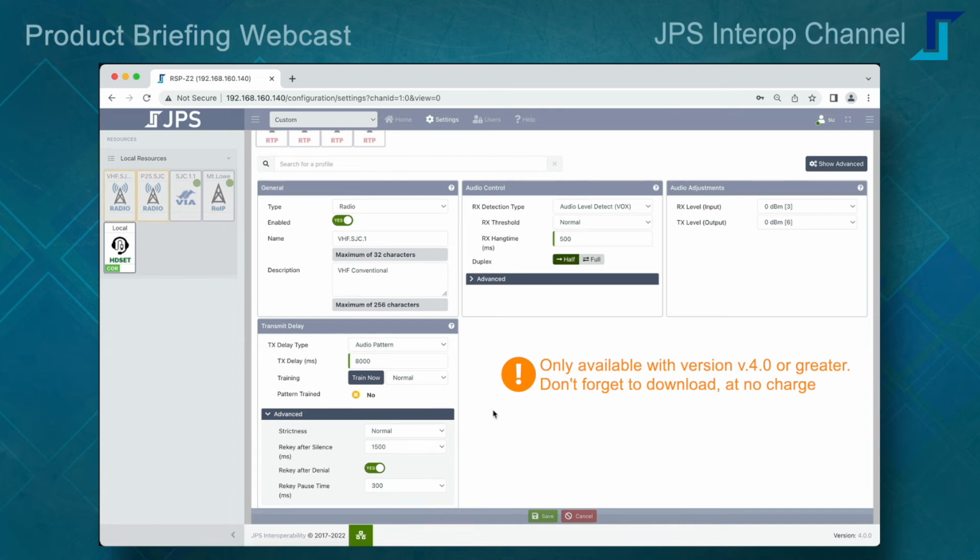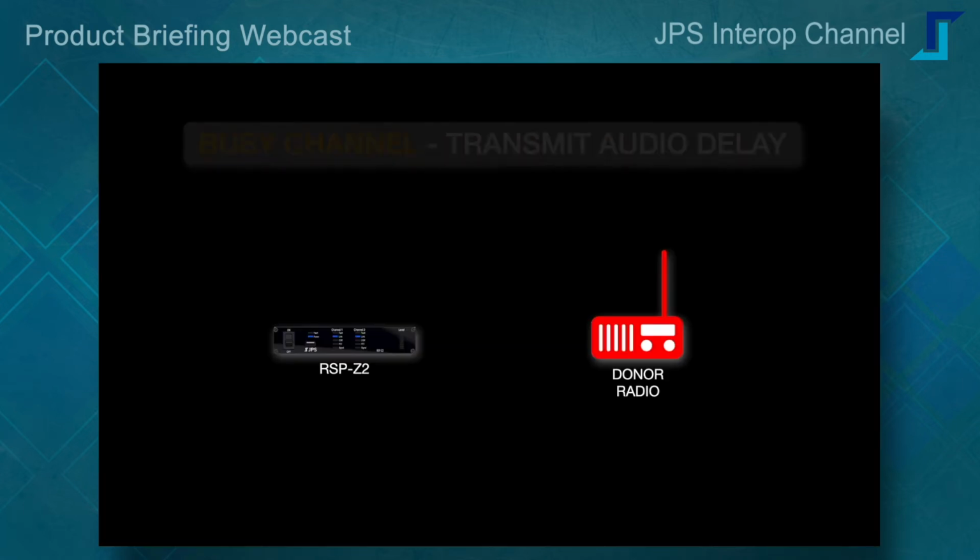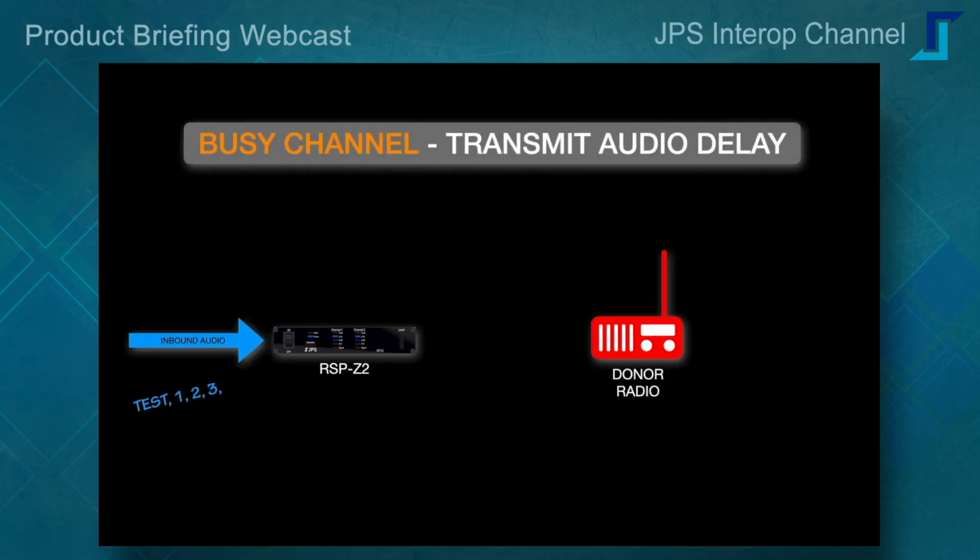So let's talk about another adaptive transmit audio delay function. I'm going to go ahead and select that here. And we call that busy channel. And I've got a good example here. Let me go ahead and show you a diagram. So in this example, we still have the same components.